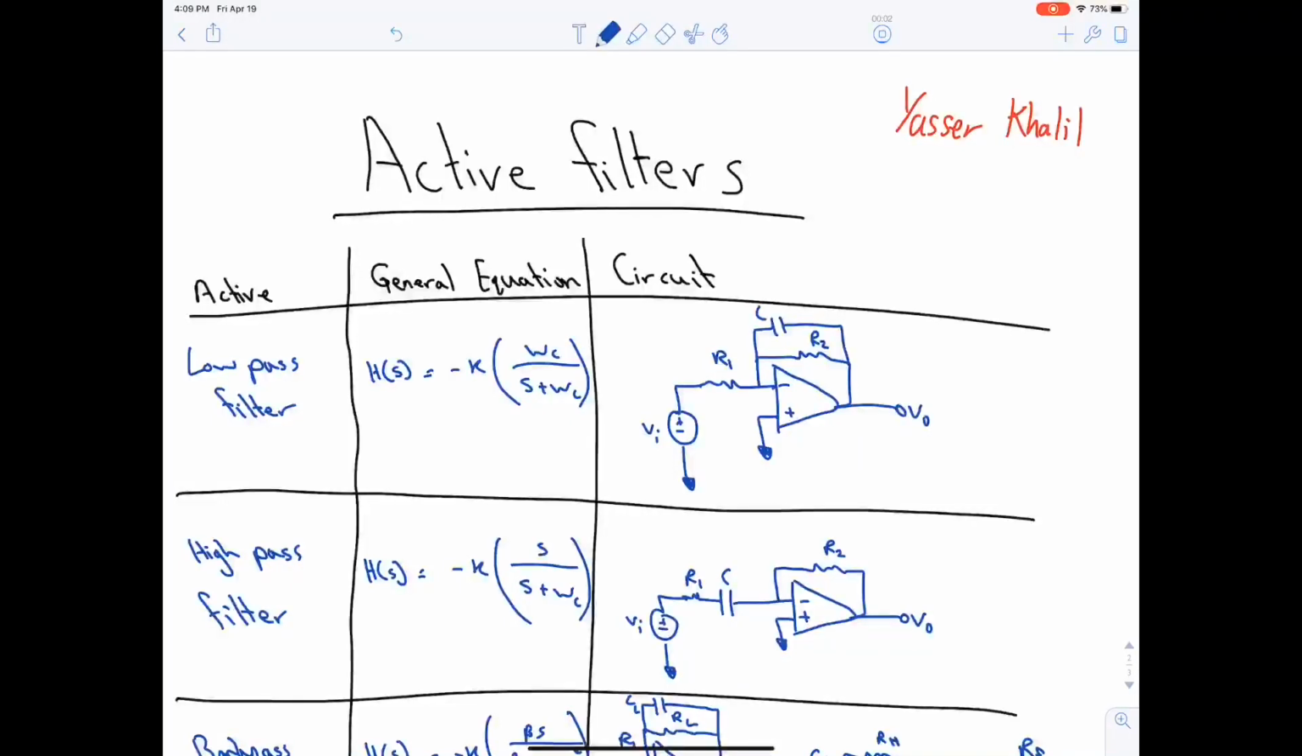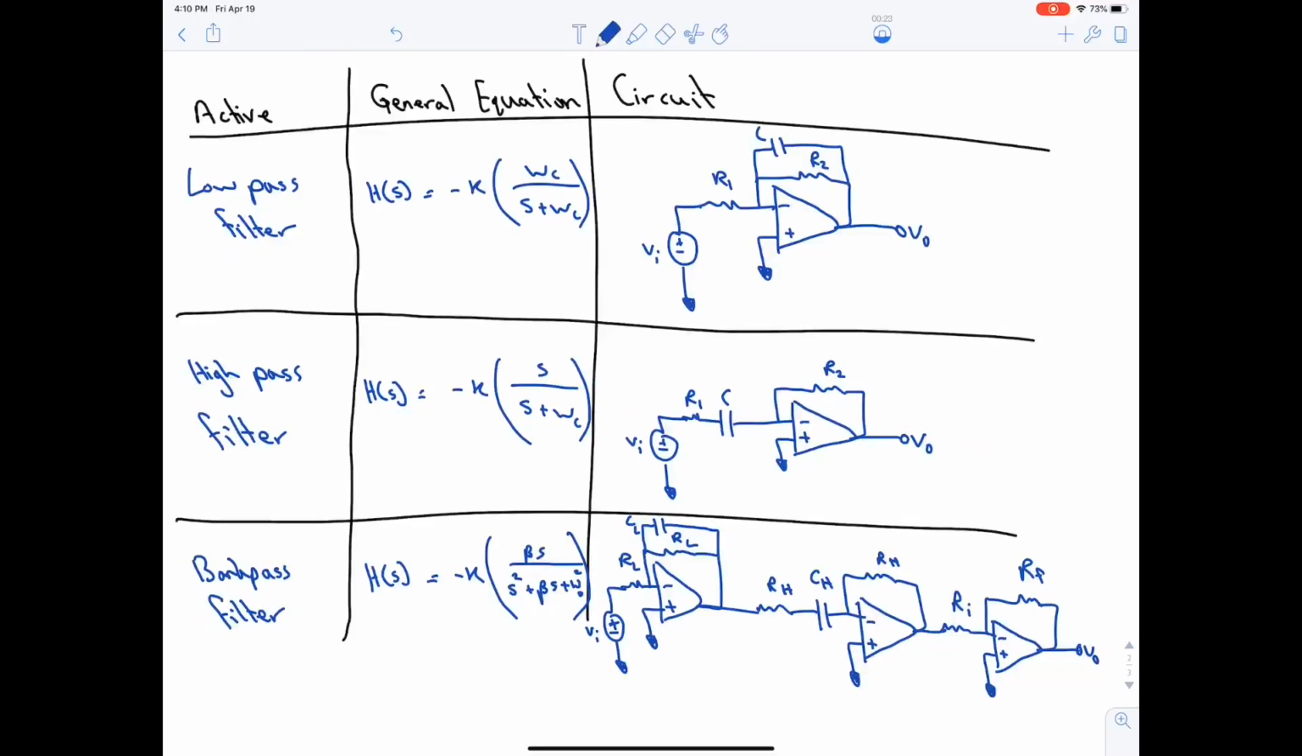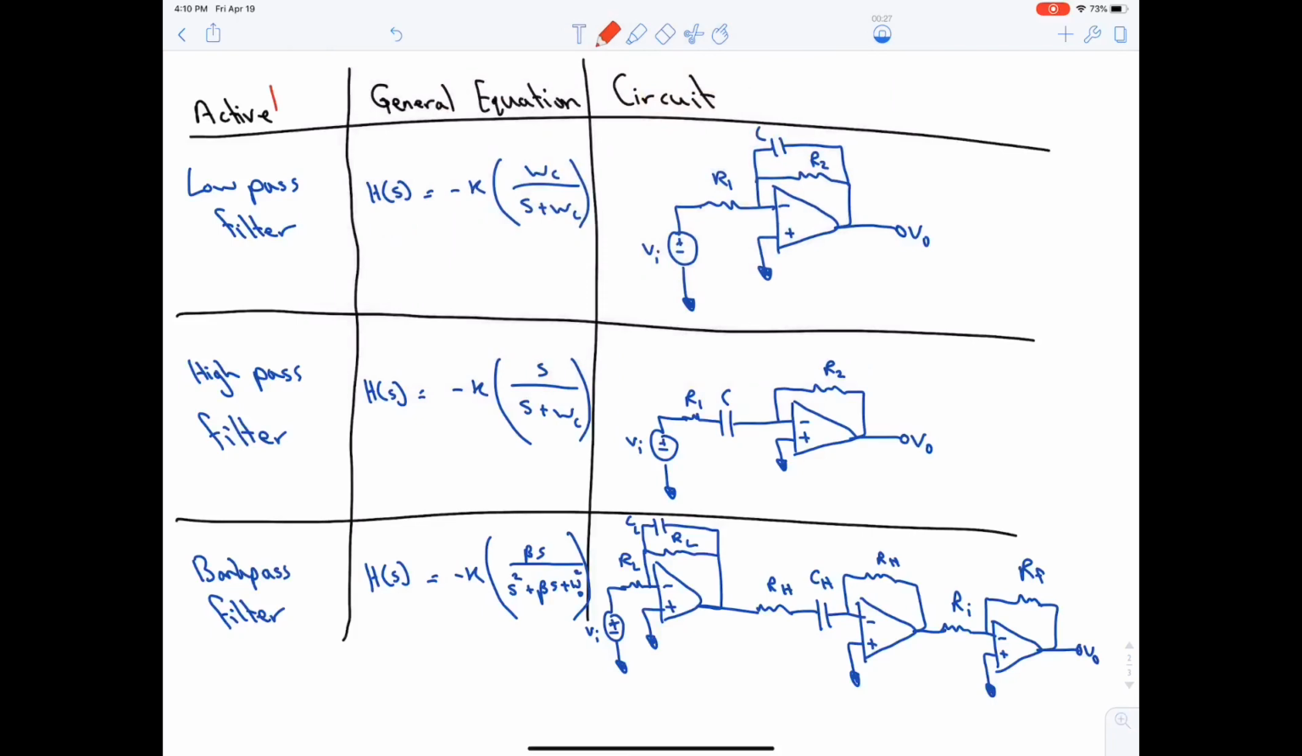Okay, so in the earlier videos of chapter 2, we discussed the passive filters, where the maximum gain was 1. In this video, we will talk about the active filters, where the gain will exceed 1 with the help of amplifiers. Okay, so we will talk about the active low pass filter, the active high pass filter, and the active bandpass filter.